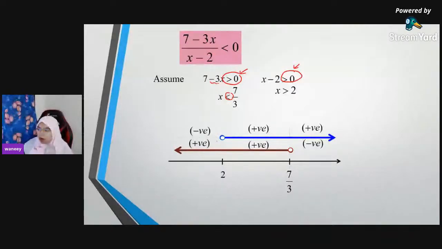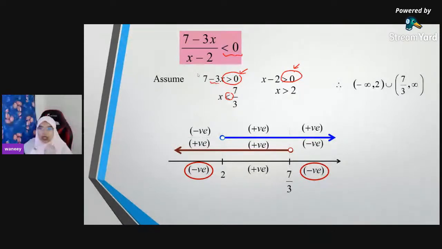Okay, so now make a conclusion for each interval. So negative, positive, negative. And I do want something that is less than 0. So I'm looking for a negative answer. So left hand side, right hand side. So the answer will be negative infinity up until 2, union with 7 over 3 up until infinity.